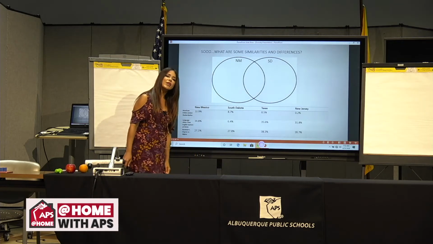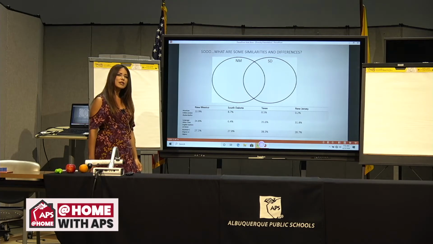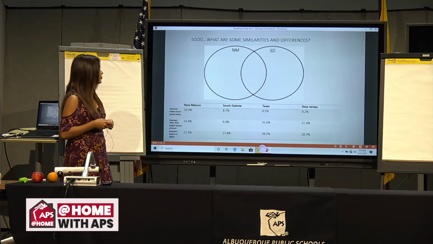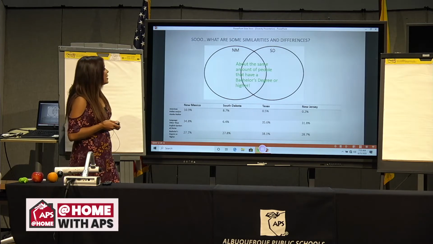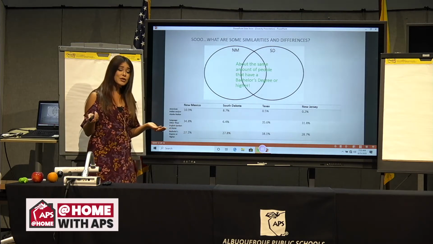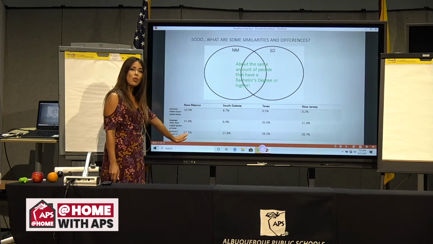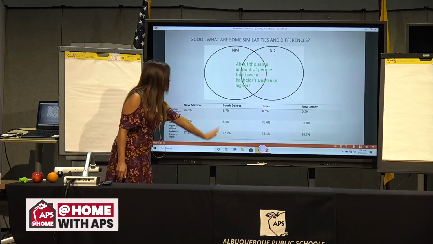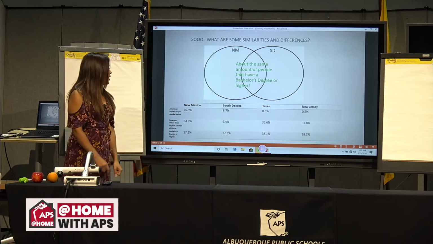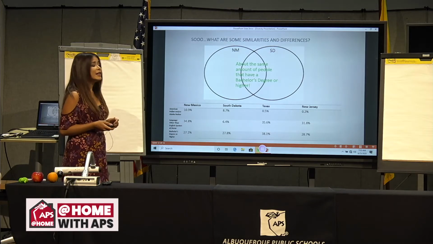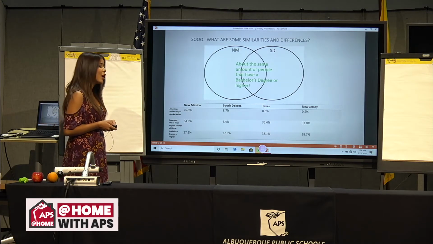So let's start with comparing. How are both South Dakota and New Mexico the same? About the same amount of people have a bachelor's degree, and I'm getting that information right here. So New Mexico is 27.1. South Dakota is 27.8. They have just about 27% of people that have a degree of 4 years or higher.